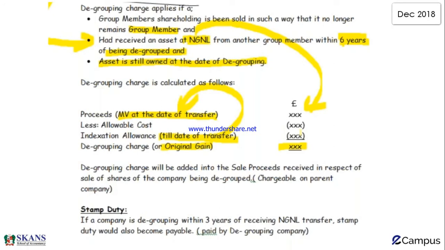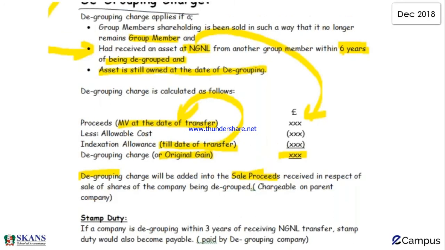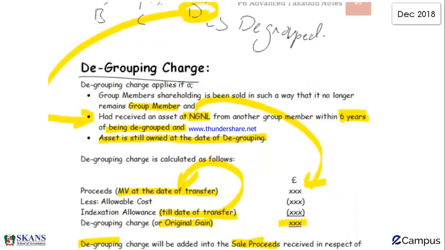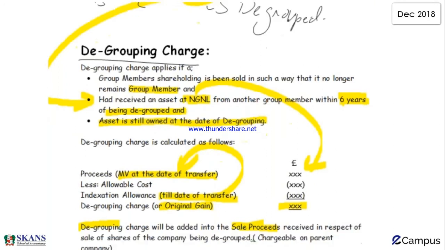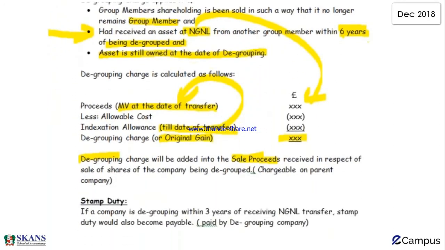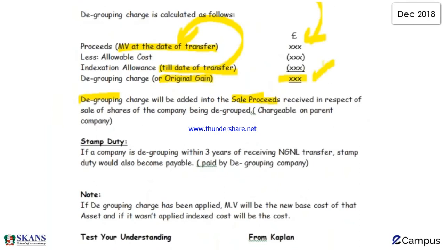So, having calculated that gain, what should we do with that degrouping charge? This degrouping charge will now be added into the sale proceeds received in respect of the sale of shares of the company being degrouped. A Limited has sold its shareholding in D Limited. We will be calculating gains on the disposal of this shareholding. But if there is a degrouping charge, we would have to increase the proceeds on sale of D Limited by the amount of the degrouping charge, or the original gain.